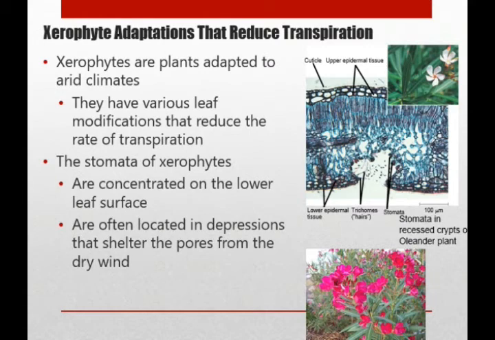Xerophyte adaptations that reduce transpiration. Xerophytes are plants that are adapted to arid climates, meaning very extreme conditions such as a desert. So they have various leaf modifications that reduce the rate of transpiration. The stomata of xerophytes will be concentrated on the lower leaf surface and often located in depressions that shelter the pores from the dry wind.